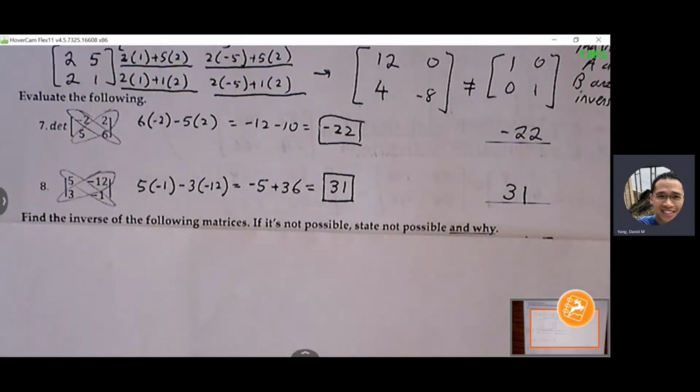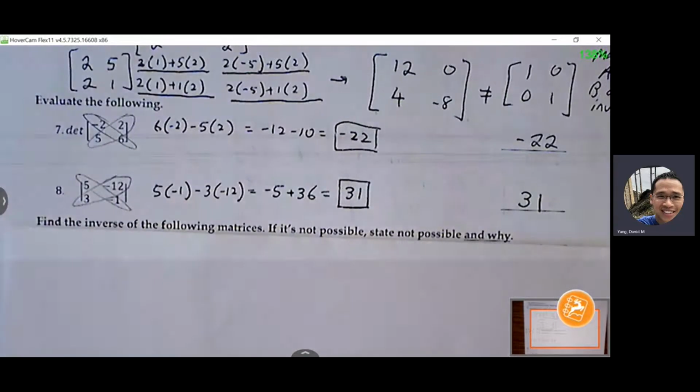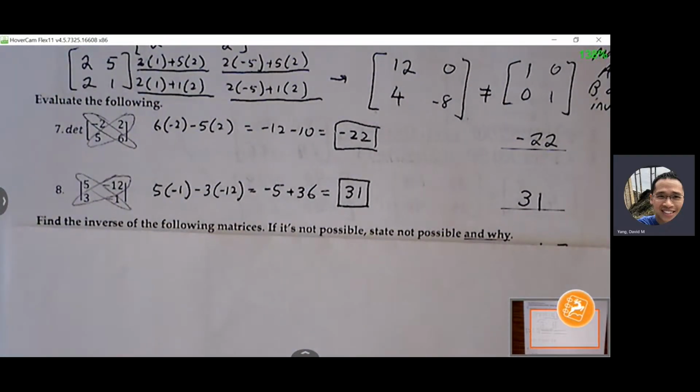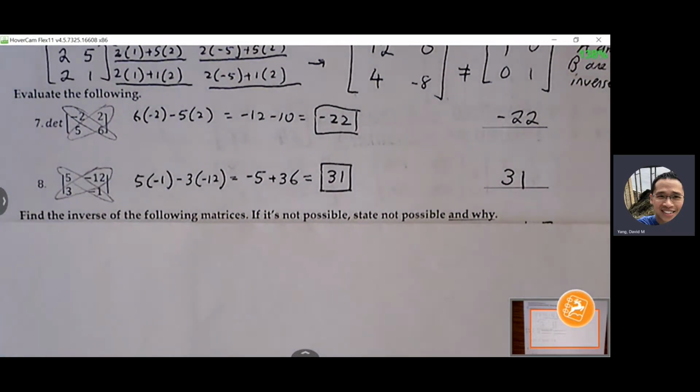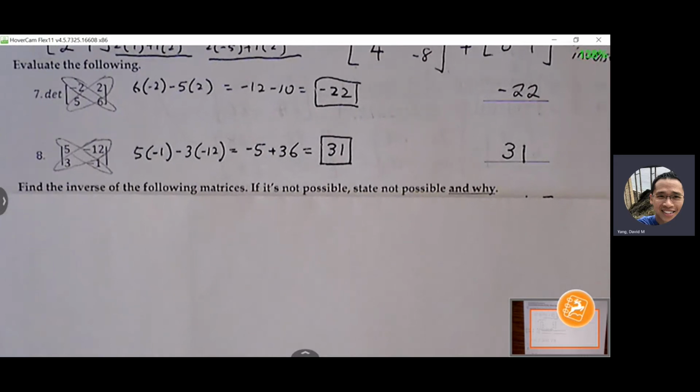Okay. Are we okay with 7 and 8? Okay, so now moving on to 9 through 11. Now these are asking you to find the full inverse of the following matrices.